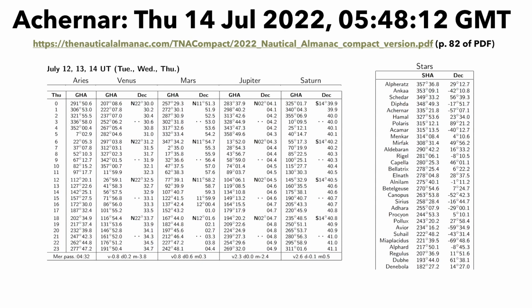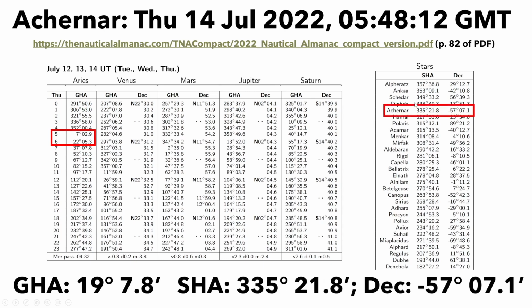Anyway, if I interpolate the time of the observation between 5 and 6 a.m., I end up with a Greenwich hour angle of 19 degrees, 7.8 minutes. And that gives us the relationship between Greenwich's prime meridian and the prime meridian of the celestial sphere, which is that star in the Aries constellation. On the right-hand side of the page will be a list of all the navigation stars, and we just need to grab the sidereal hour angle and the declination. And that tells us where the star is on the celestial sphere.